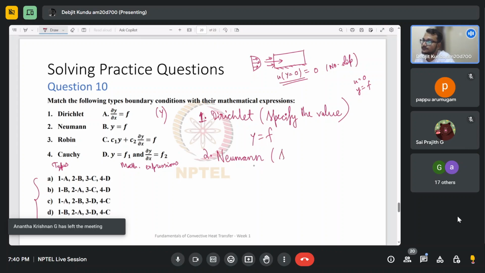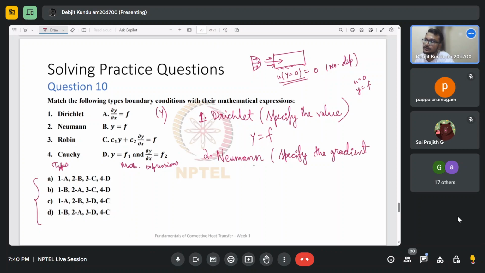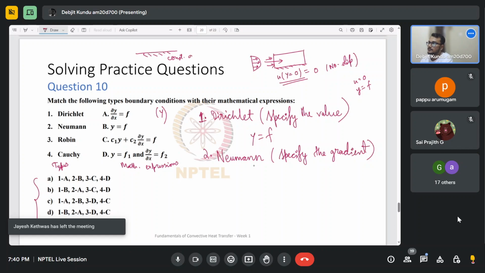In this case, we specify the gradient of whatever quantity that we are interested in. So once again, one example of this would be a wall with a constant heat flux, constant Q, right? Q equal to C, let's say. Now we know that Q, that is heat flow rate, depends on K dou T dou Y, and this being equal to some constant can be converted to dou T dou Y being equal to some other constant.